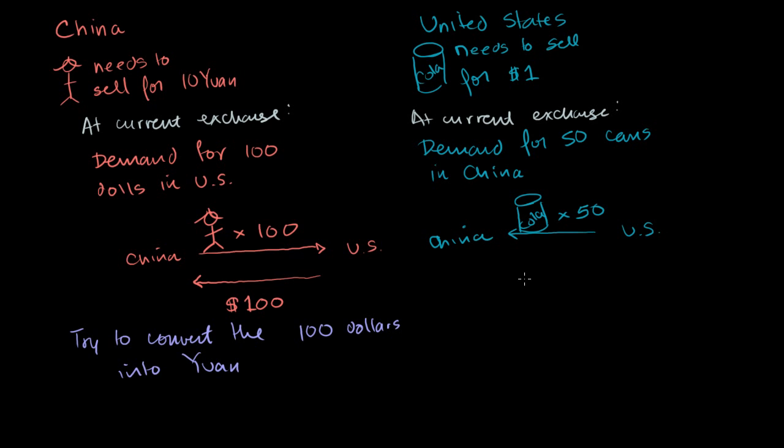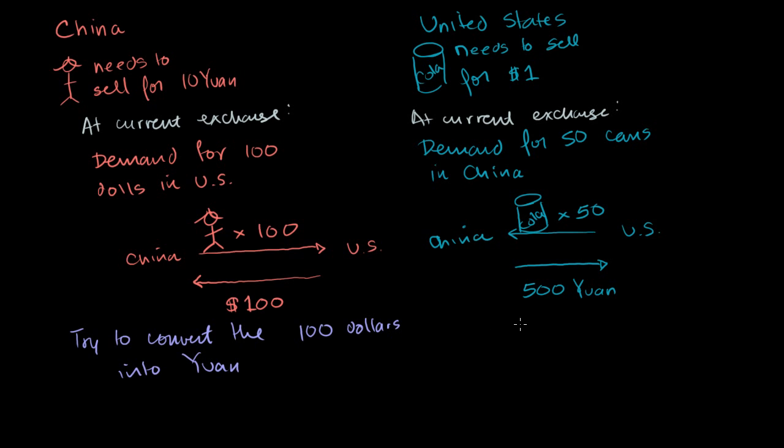And what is he going to get back in return? Well, it's being sold to Chinese distributors, so they're going to pay him in won. So for each can at the current exchange rate, or at the current price, he's going to get 10 won per can. So 10 won times 50 is 500 won. 500 won is what he's going to get.